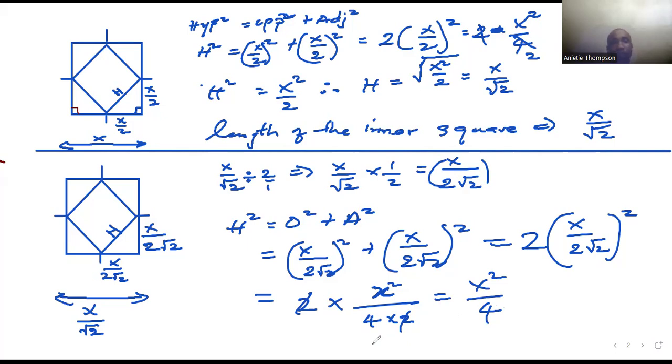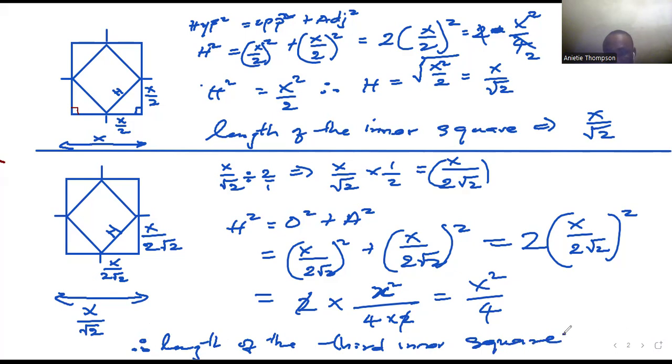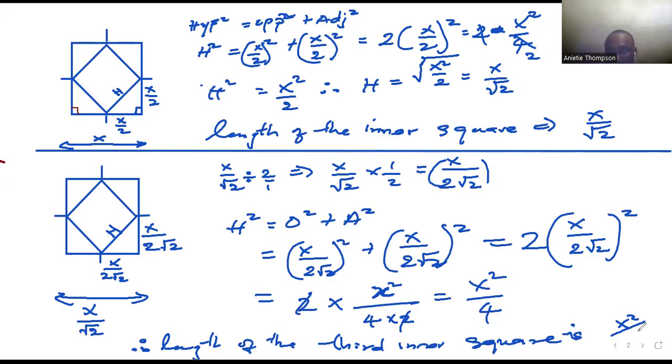That means the length of the third inner square is x squared over 4.